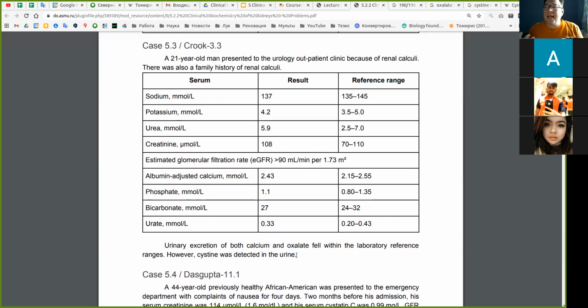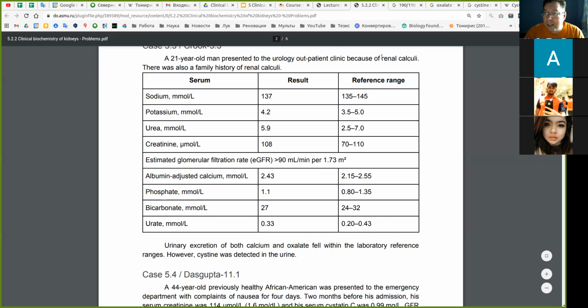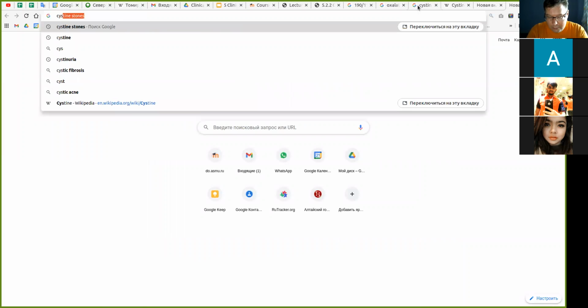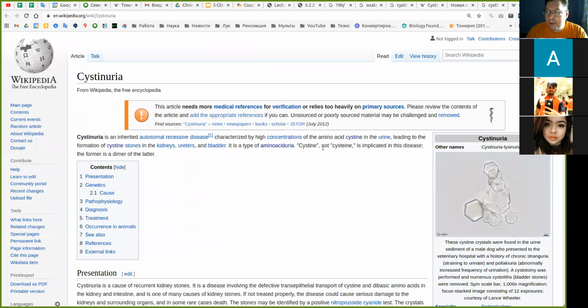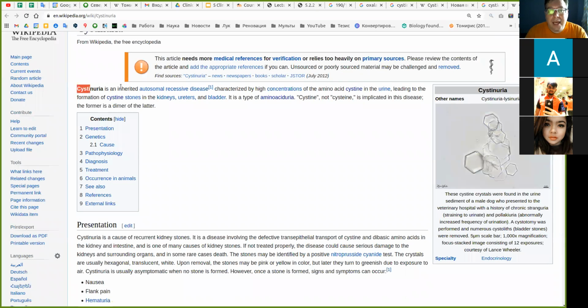So what happened with this patient? We can say that this patient suffered from renal calculi because of a genetic disease, cystinuria. Let's look, what is it? Cystinuria is an inherited autosomal recessive disease characterized by high concentration of the amino acid cystine in the urine, leading to the formation of cystine stones in the kidneys, ureters, and bladder. So this is a genetic disease which we found in this patient.